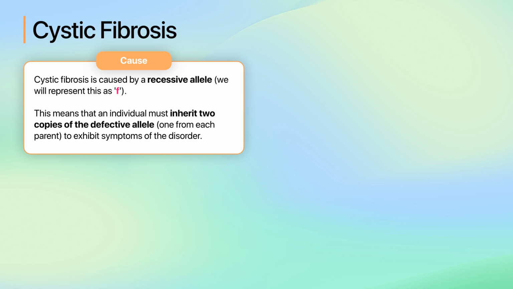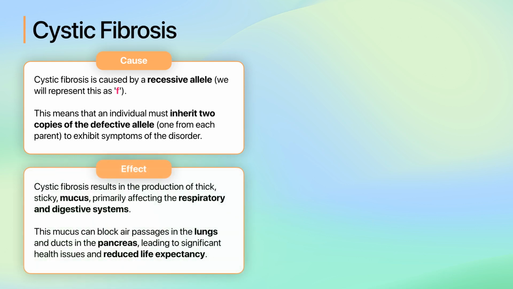Cystic fibrosis is caused by a recessive allele. We will represent this as a lowercase f. This means an individual must inherit 2 copies of the defective allele, one from each parent, to exhibit symptoms of the disorder. Cystic fibrosis results in the production of thick, sticky mucus, primarily affecting the respiratory and digestive systems. This mucus can block air passages in the lungs and ducts in the pancreas, leading to significant health issues and reduced life expectancy.